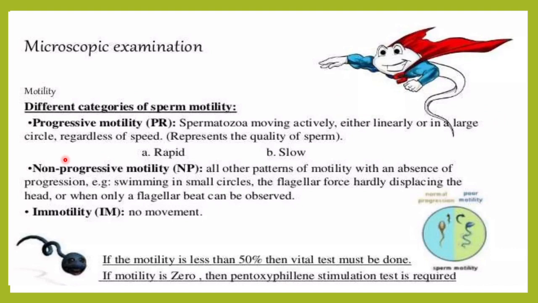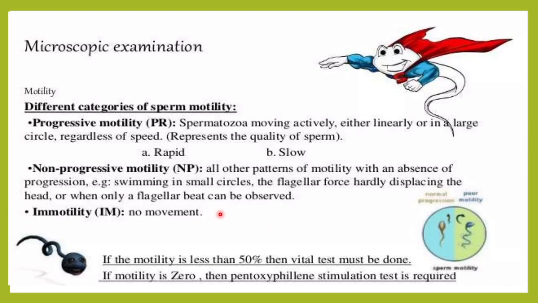That is progressive motility, and that represents the quality of the sperms. The sperms which are progressively motile are the ones which will be able to fertilize. And this progressive motility could be rapid or it could be slow. Then you have another category called non-progressive.